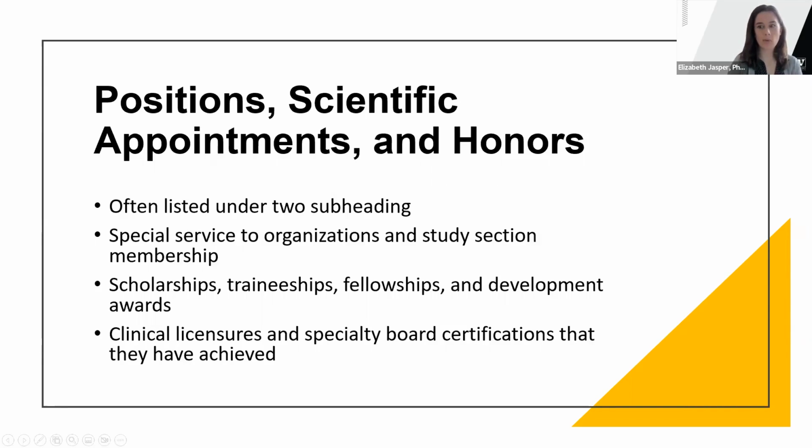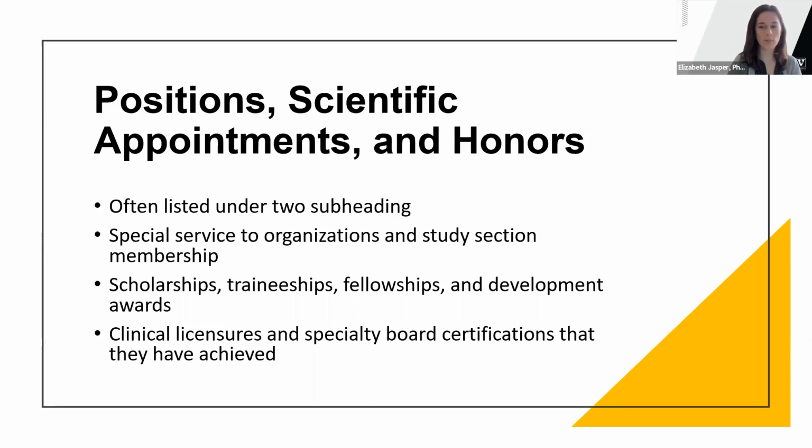So positions and scientific appointments could be listed under their own underlined or bolded subheading within section B. Honors is often separated from the positions and scientific appointments and under its own underlined or bolded heading. This section can include a variety of things. You can include your special service to organizations or your study section membership. Other awards and achievements could include things like your teaching or mentorship awards, poster or abstract awards from societies or awards from professional meetings, your travel grants, or if you're an editor for a journal.